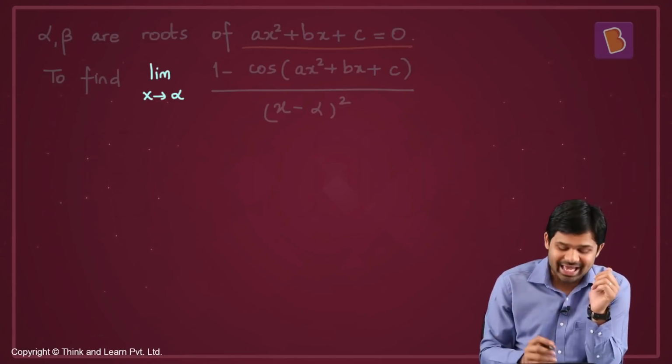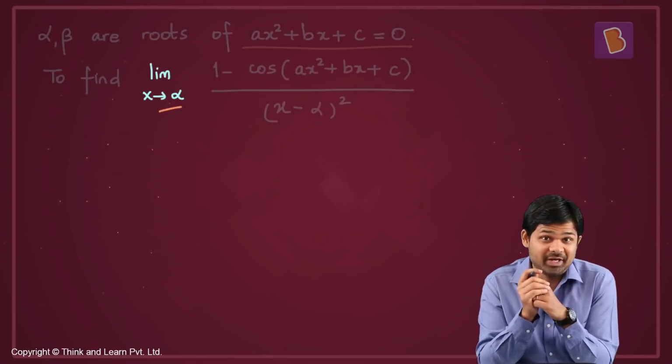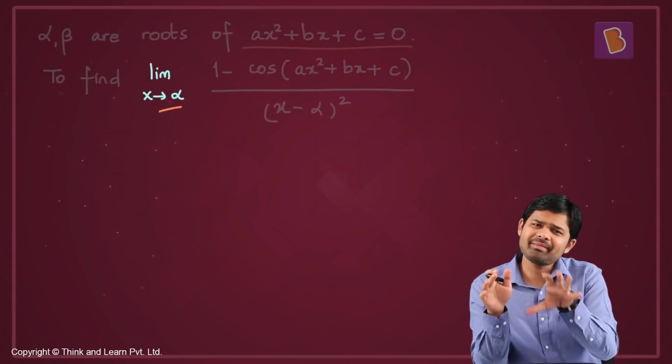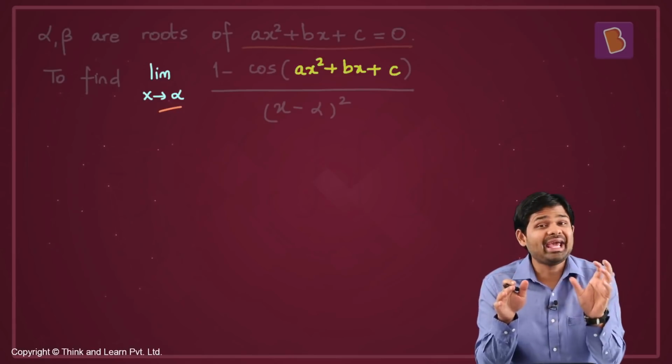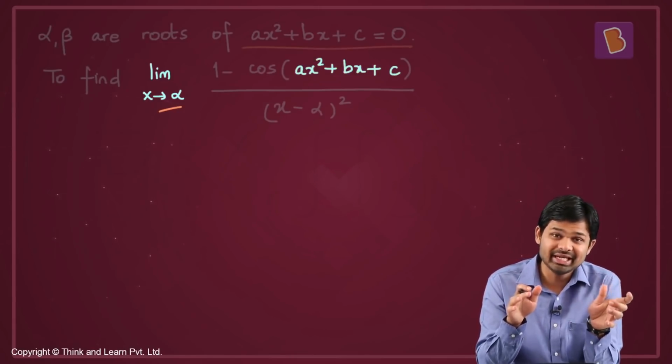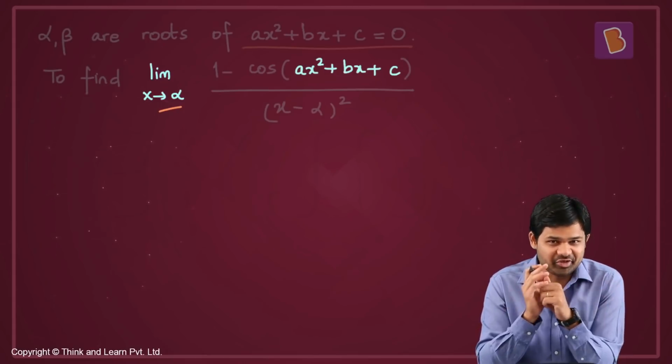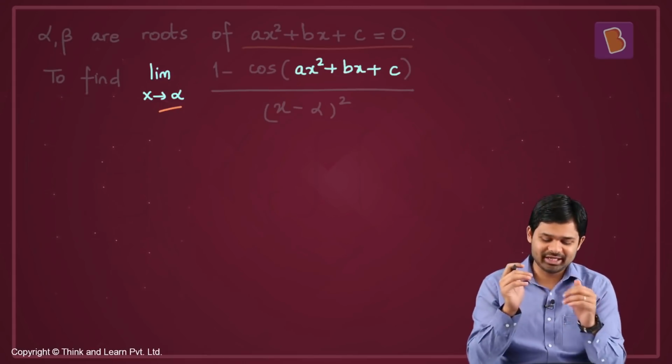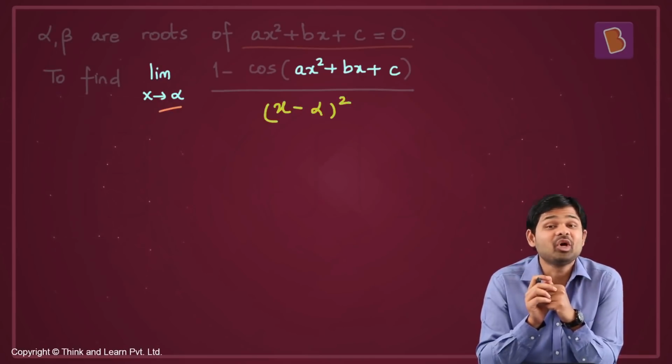So the limit has x tending to alpha, and then in the numerator you have 1 minus cos of ax squared plus bx plus c. So the polynomial ax squared plus bx plus c is the argument of cos. This is all divided by x minus alpha the whole square.